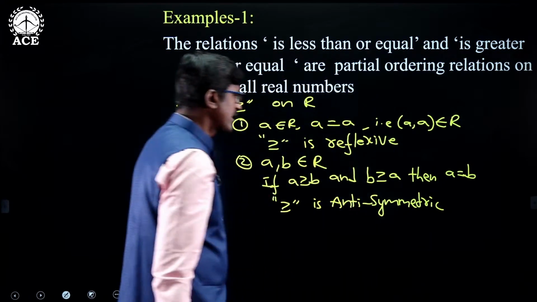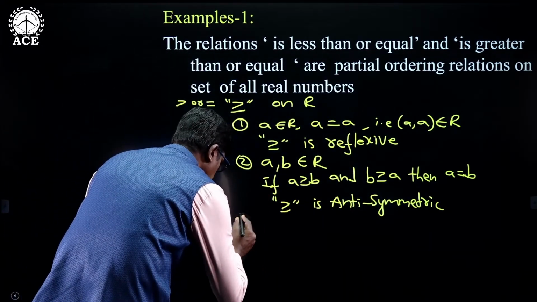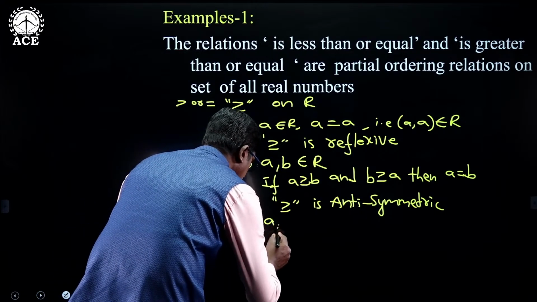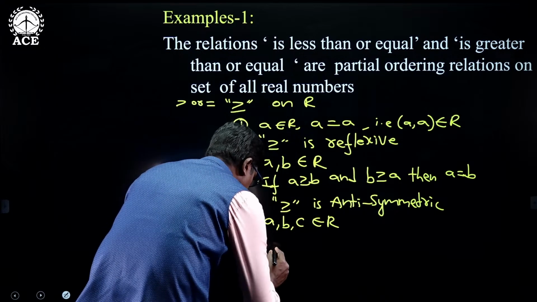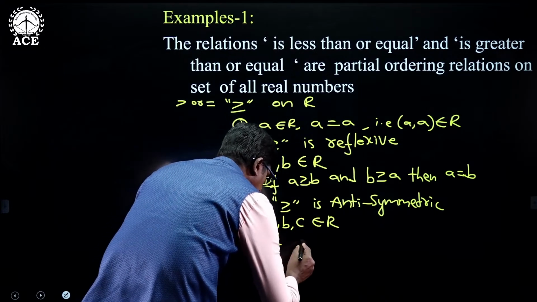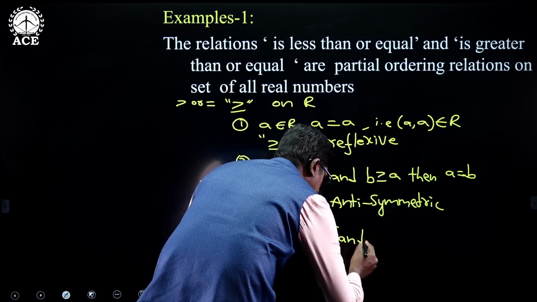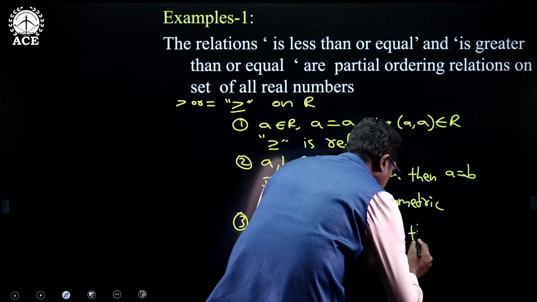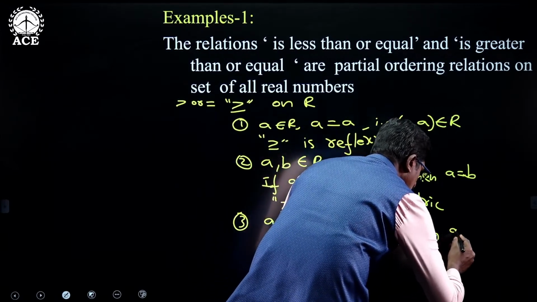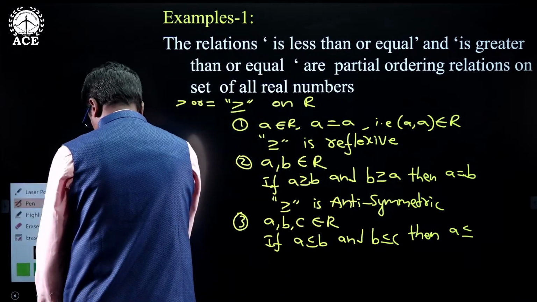The relation greater than or equal to is an antisymmetric relation. Now the next one is the transitive relation. A, B, C belong to R. So if A is less than or equal to B and B is less than or equal to C, then A is less than or equal to C.